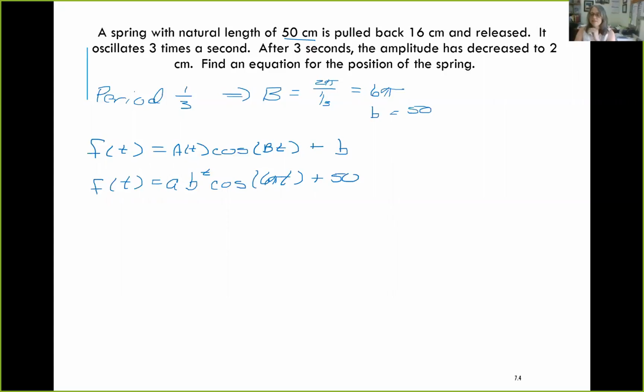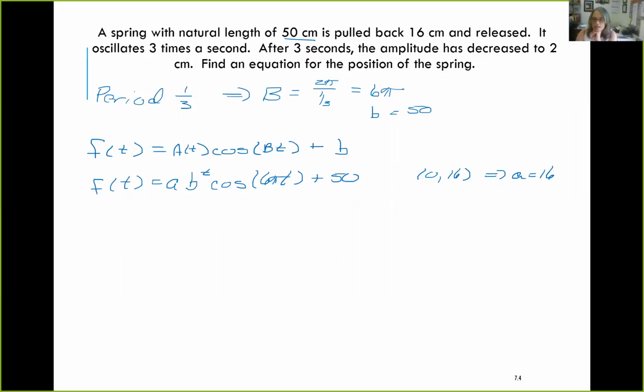How do I get to A and B? Well, I've got 2 points on my curve, and they're both related to amplitude. We know what we start with. We know our starting is 16. So the fact that at 0, 16, that gives me that A is 16.